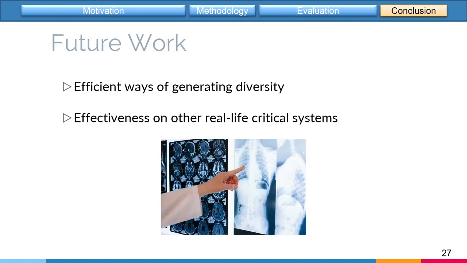In the future, we will look at more efficient ways of generating diversity, as well as trying to understand the effectiveness of ensembles on other real-life critical systems like medical diagnosis.